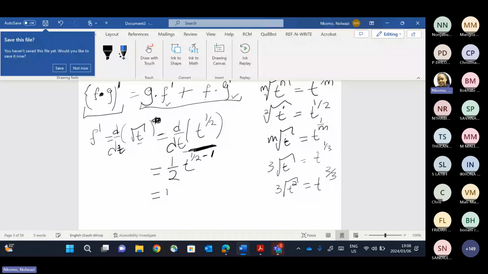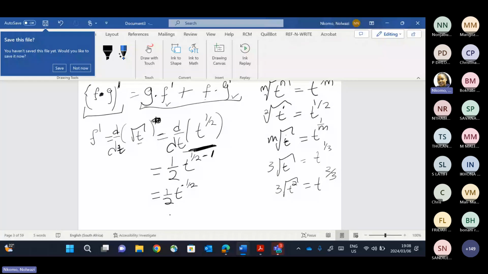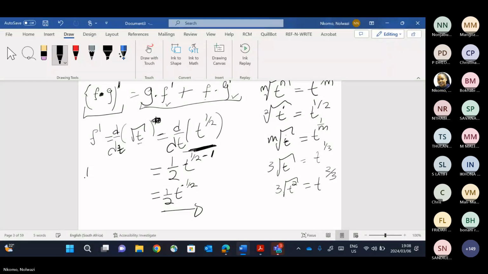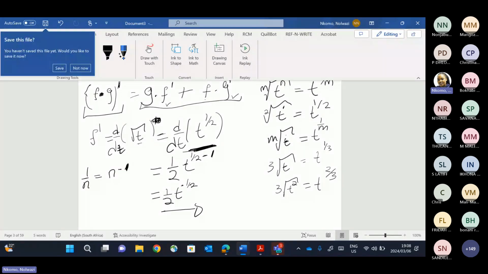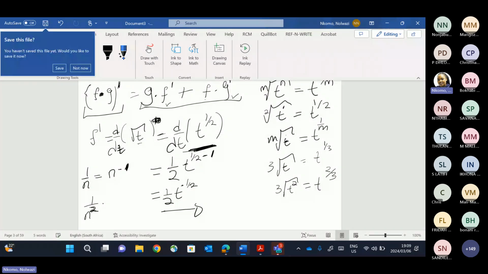There's one more thing I want to show you. 1 over n is the same thing as n to the power minus 1, right? And 1 over n squared is the same thing as n to the power minus 2.